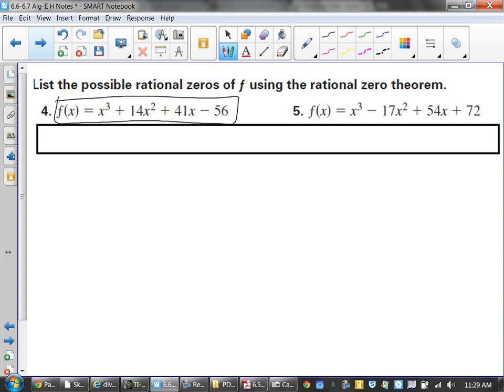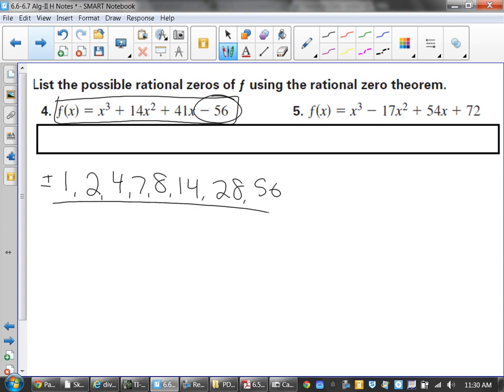My possible zeros for that problem would be all the factors of negative 56: 1, 2, 3 doesn't work, 4 does, 5, 6, 7, 8, and then 14, 28, and 56. Those are all the factors of 56 with your signs. And then I divide that by all the factors of the leading coefficient. Those are the possible zeros.